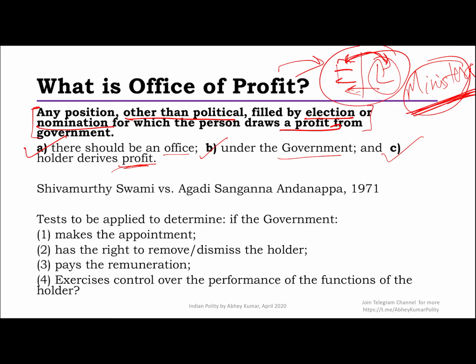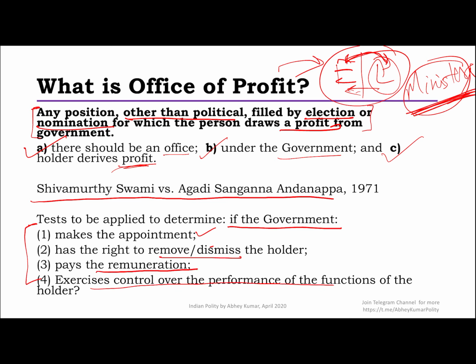Okay? So the question we must understand now is, how do we know if an office is under the government or not? Is it an office of profit? For that we have the case Shivamurthy versus Andanappa, where the Supreme Court has given four tests to understand if it is under the government or not. So if the government makes the appointment, if it has the right to remove or dismiss, if the government pays the remuneration or exercises any kind of control over the performance of the functions, then it shall be considered an office under the government, and that should be sufficient to disqualify the person.